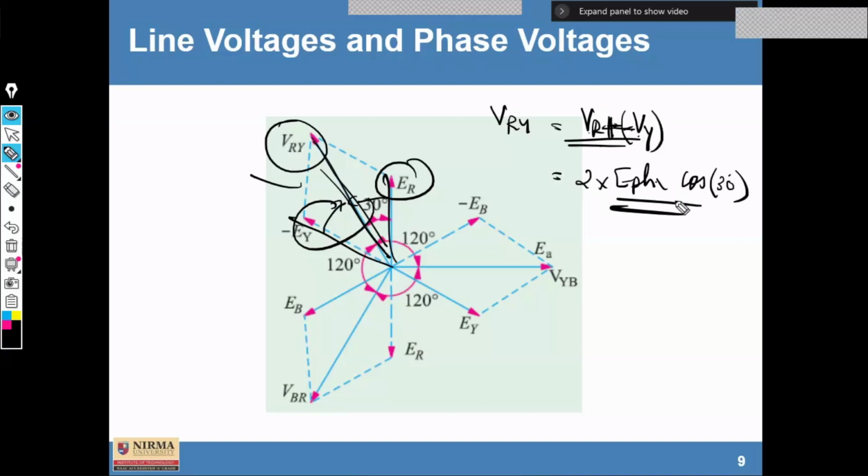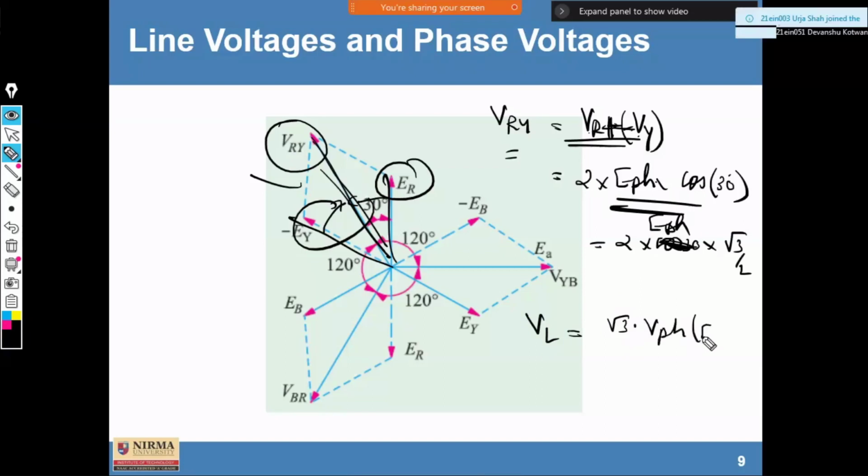So we can write this as 2 EPH into cos 30, and 2 EPH into cos 30, that is nothing but cos 30 into root 3 by 2. Sorry, EPH into root 3 by 2. And VRY is your line voltage. So VL is equal to root 3 into VPH or EPH. Clear? So we can derive it from this diagram. Agreed? Any question here?